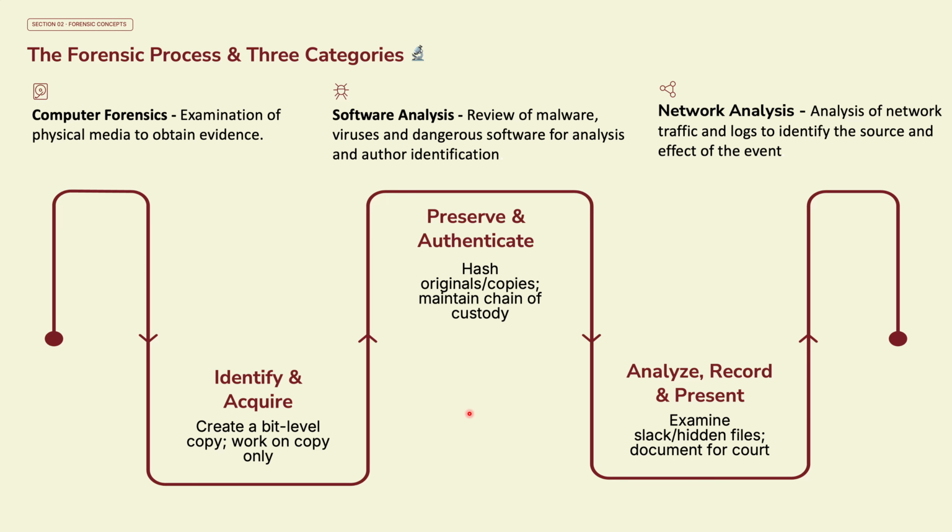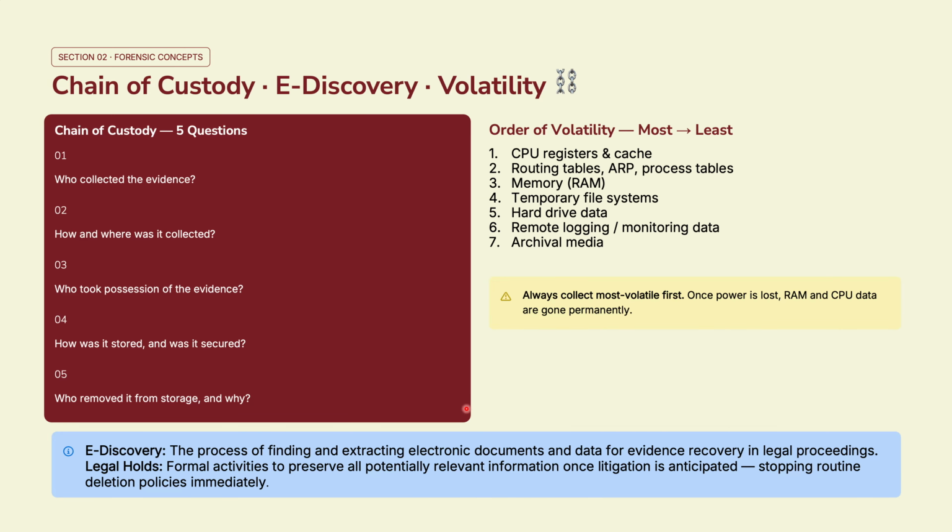Now, forensics evidence integrity depends on the chain of custody, understanding the order of volatility. Let's examine these critical concepts here. Now, chain of custody and e-discovery volatility. Now, these are very important concepts here, especially the chain of custody. The chain of custody protects the integrity, preservation, and reliability of evidence by providing an evidence log showing every access from collection to court appearance.